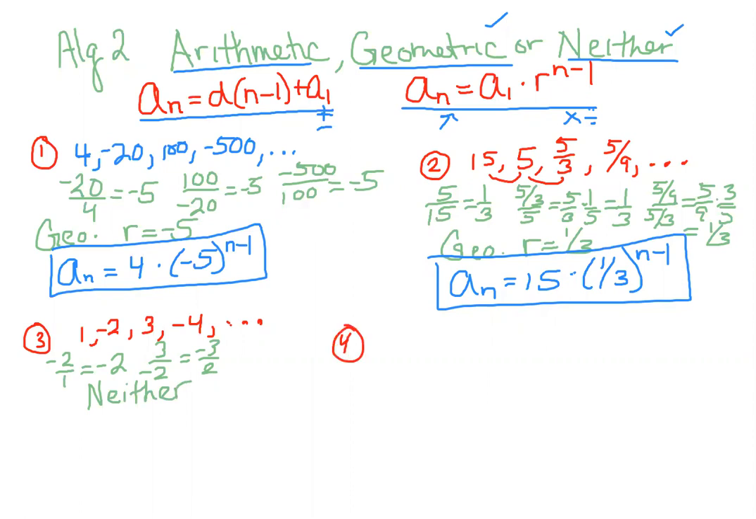Number 4. We've got -18, -11, -4, 3, dot, dot. You can pretty much tell that it's not geometric. You can see it in your head. -4 over -11 is not the same as -11 over -18. So let's check to see if it's arithmetic. So we're going to take -11 minus -18.